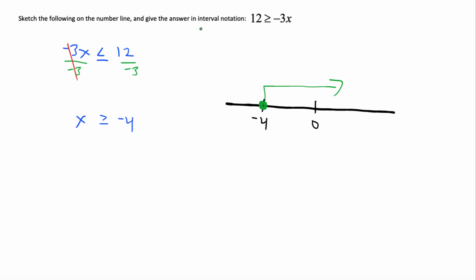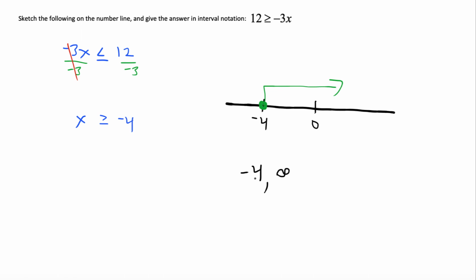Remember, an interval is like a range of two numbers. What is the smallest number in the interval and what is the largest number in the interval? And hopefully the number line tells you the answer. The smallest number in this interval is negative 4. And the largest number in this interval is positive infinity.